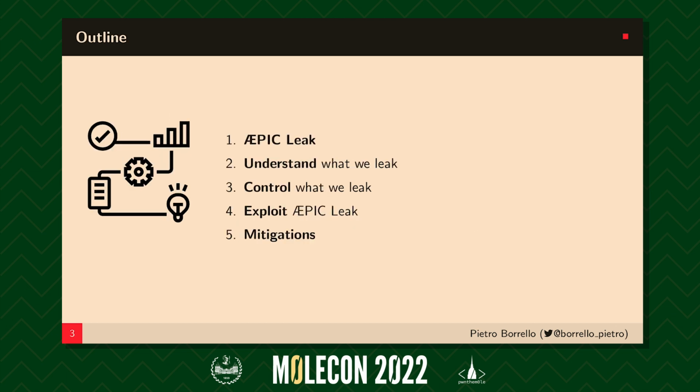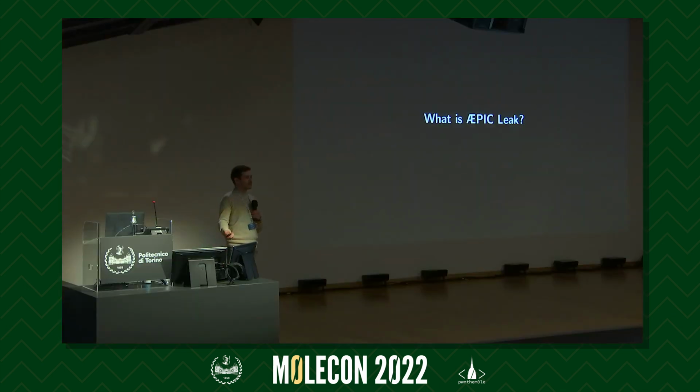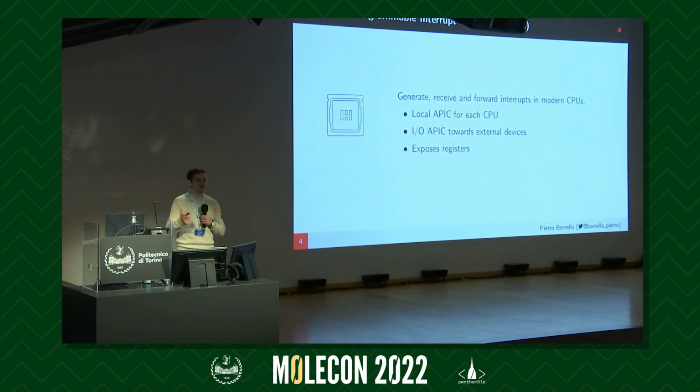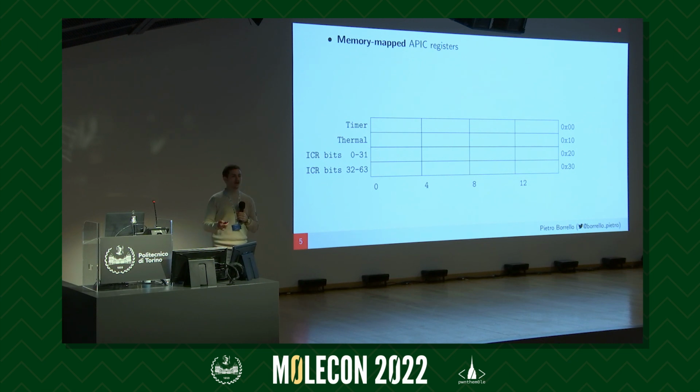So, no one cares about the outline. You will see that. Let's just answer, what is APIC Leak? To answer that, we first have to see what the APIC actually is, where the name comes from. APIC stands for Advanced Programmable Interrupt Controller. It's a component inside the CPU whose focus is to generate, receive, and forward interrupts in modern CPUs. You have local APICs inside each of the CPUs, and you have one I/O APIC that generates interrupts toward external devices.